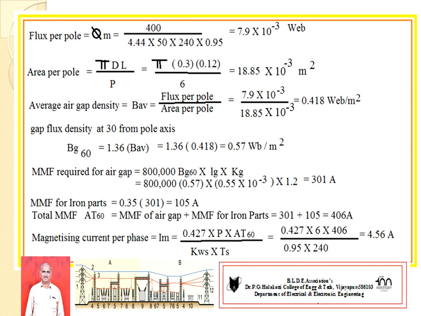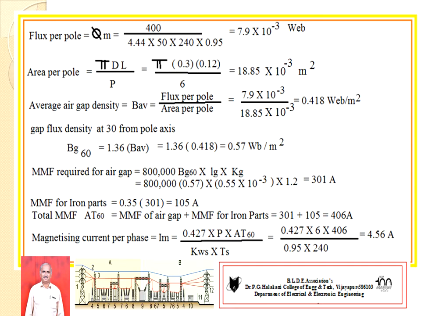Now in this problem, MMF of air gap is given, MMF of iron parts is given. So MMF of iron parts means all four. It includes all four, sir. Remember that. MMF of iron parts means MMF of stator teeth, stator core, rotor teeth, rotor core. All belongs to iron parts, sir. Hence, total MMF equal to these two, 406 AT.